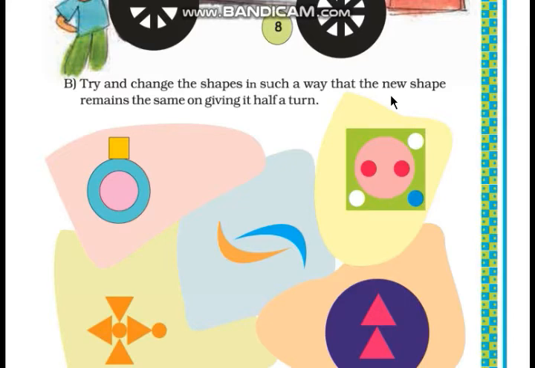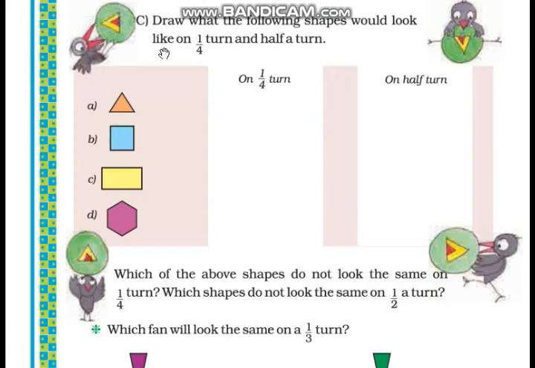In the last lecture, we studied practice time up to question number B. Now we are proceeding further with question number C. Here, draw what the following shapes would look like on a 1/4 turn and a half turn. So let's draw all the shapes, how they will look on giving a 1/4 turn and a half turn.